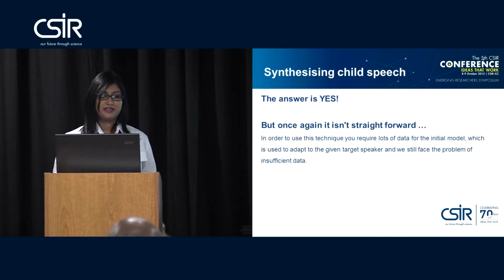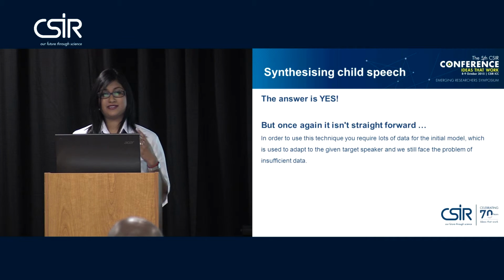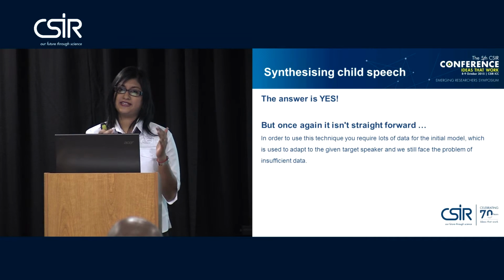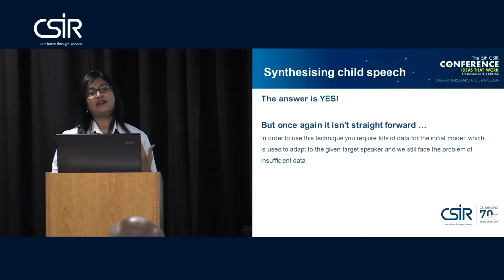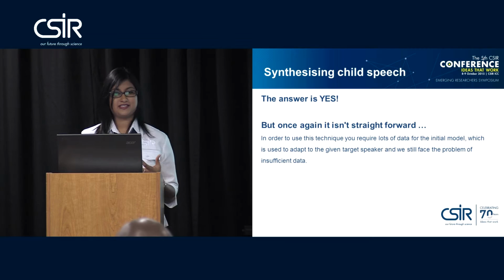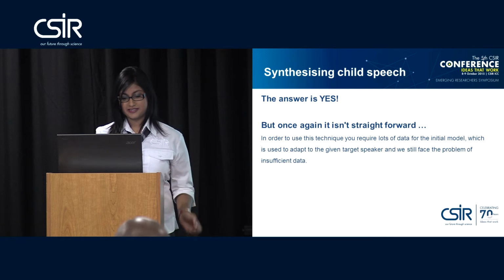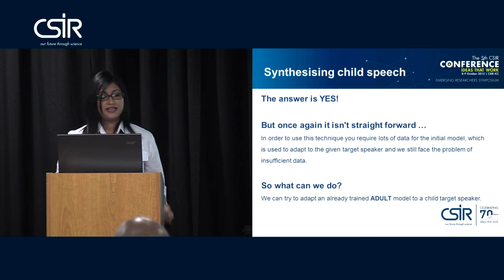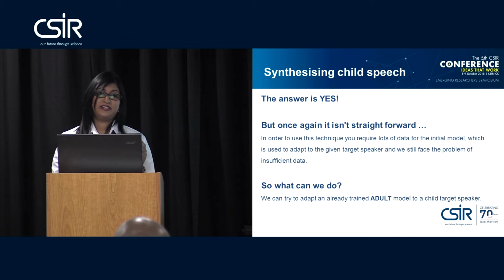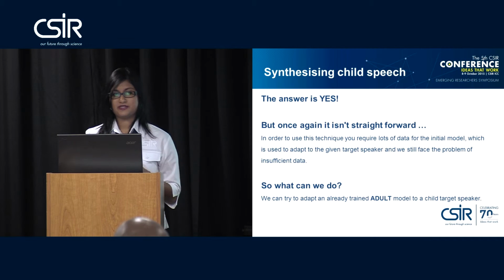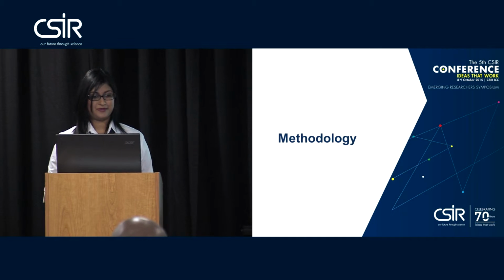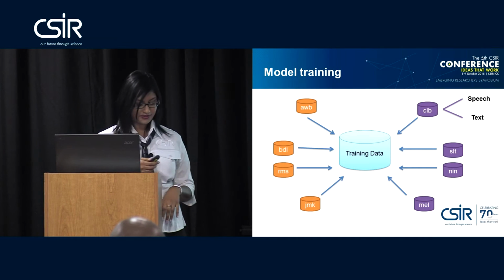Because remember, in order to use this technique, we still require a lot of data to train that initial model that is used to adapt to our target speaker. And once again, we have insufficient data when it comes to child speech synthesis. So we then tried to adapt an already trained adult initial model to resemble a specific child target speaker. And this is how we do it.